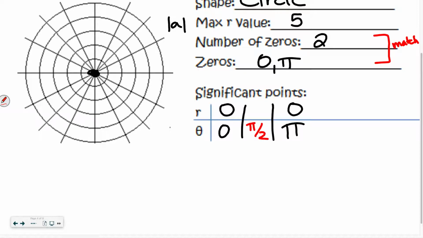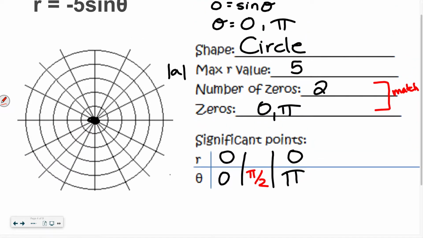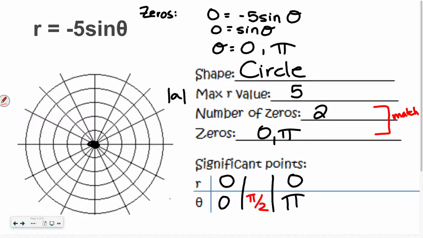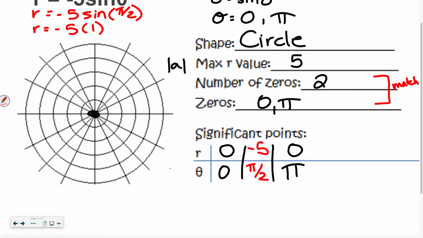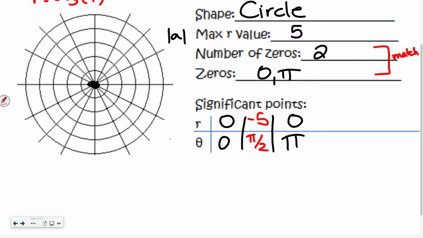To figure out what R is at pi halves, I have to plug it back into the original equation. R equals -5 times the sine of pi halves. The sine of pi halves is 1. -5 times 1 is -5. So you're just plugging it in like a table of values. It just helps you pick a theta if you pick the one right in between 2 zeros.